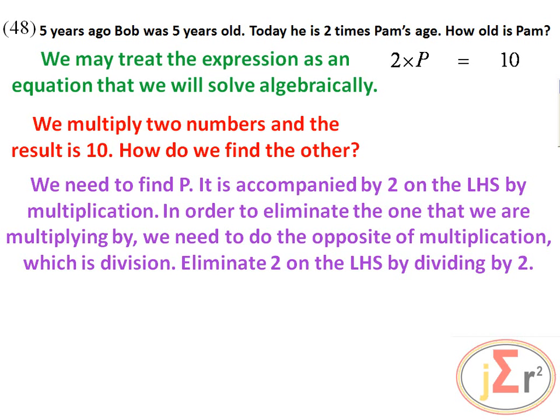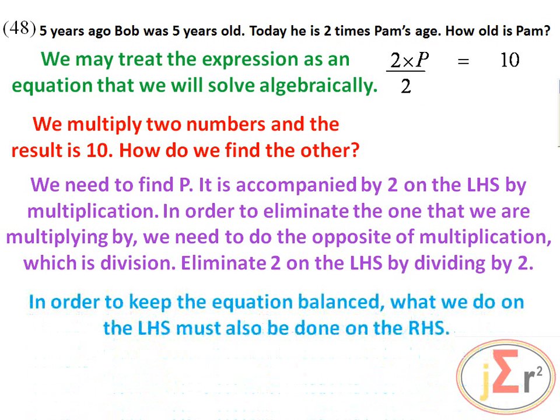So eliminate 2 on the left hand side by dividing by 2. In order to keep the equation balanced, because it is an equation, what is on the left hand side must be the same thing on the right hand side all of the time. Therefore, in order to keep the equation balanced, whatever we do to one side, we need to do it to the other side.